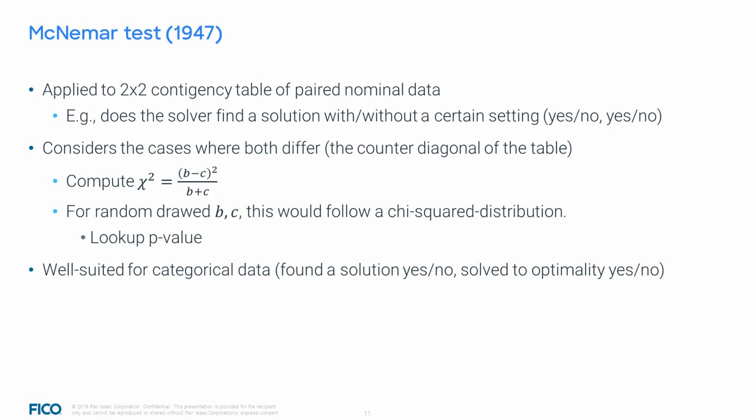The McNemar test considers 2-by-2 contingency tables. The important information are the two numbers on the counter-diagonal. That is, the numbers of instances for which the answers by the two algorithms differ. From this, the McNemar test computes a test statistic which can be shown to follow a chi-squared distribution for a random draw. From this chi-square statistic and the assumed distribution, one can look up the p-value.